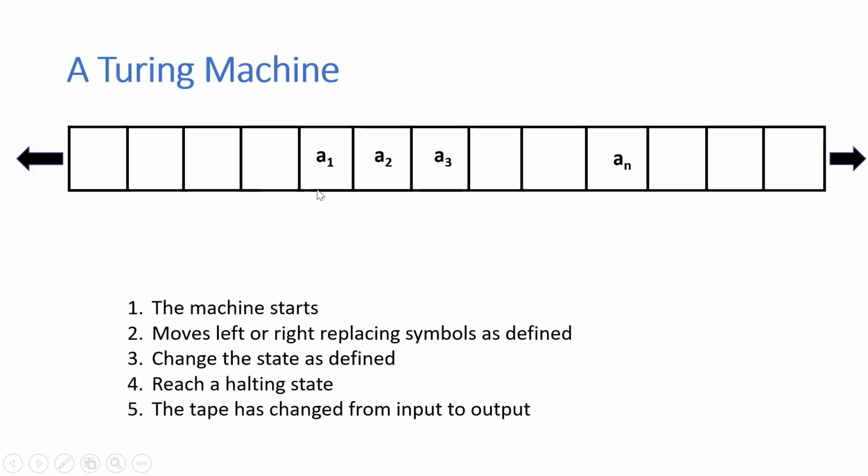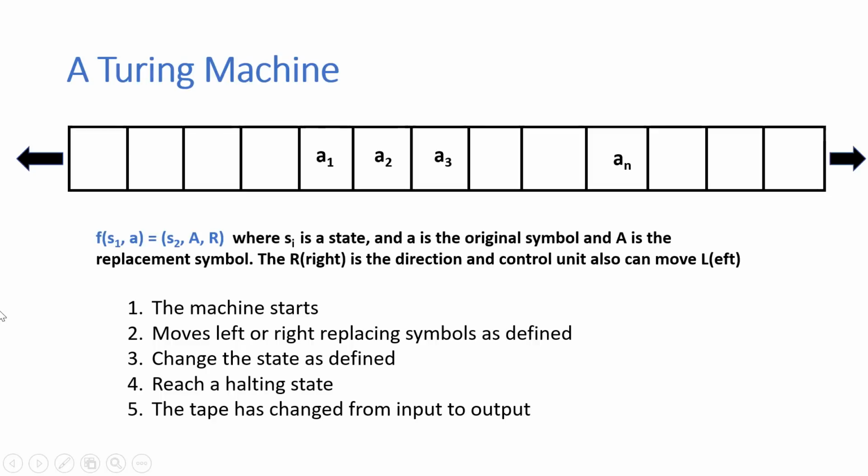The machine starts at some position of the tape. Let's say from A1, the first input symbol, and the start state is 0. The machine moves to left or right, replacing symbols as defined by a transition function. So the transition function says if the machine is in state S1 and it reads an input A, write the symbol A at the position, change the state to S2, and move the control head to the right.